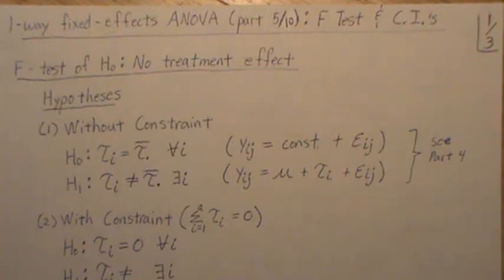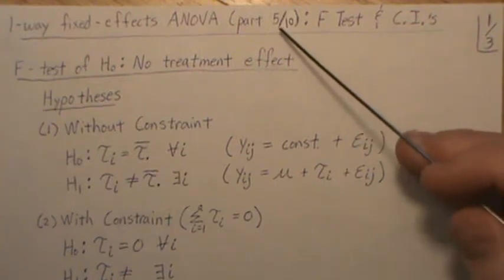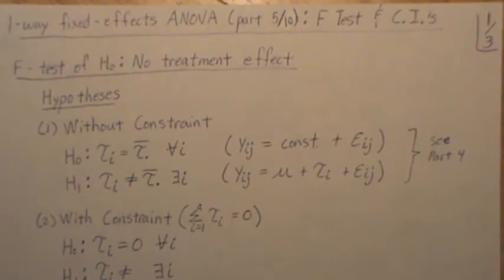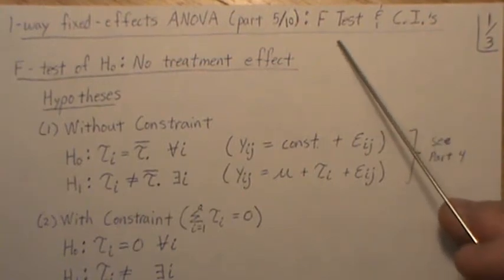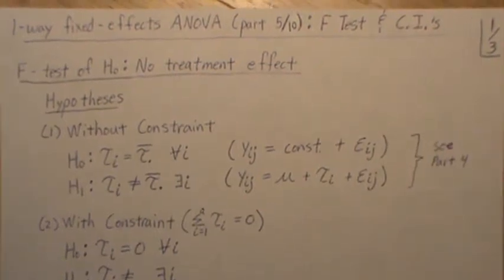Hello, this is the next video in a playlist titled General Linear Models, Design of Experiments, and this is part 5 in a little mini series within that playlist that I'm calling One-Way Fixed Effects Anova. And here we're going to develop f-tests and confidence intervals for the parameters.